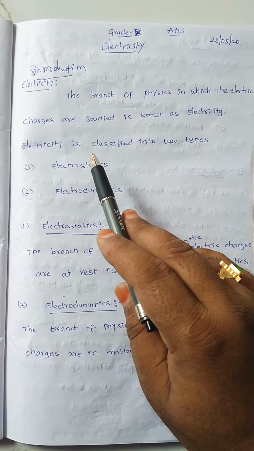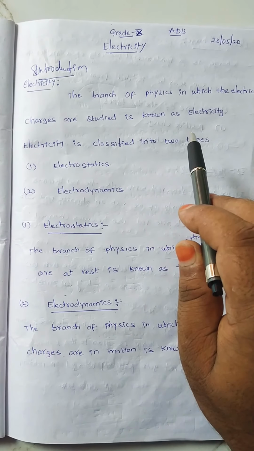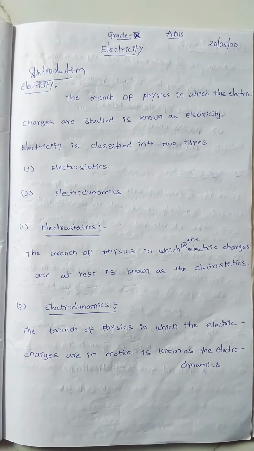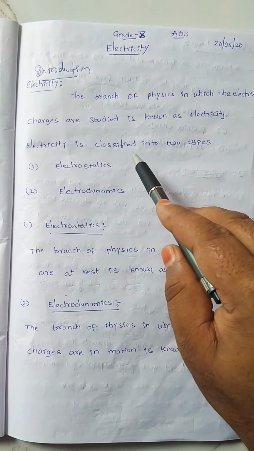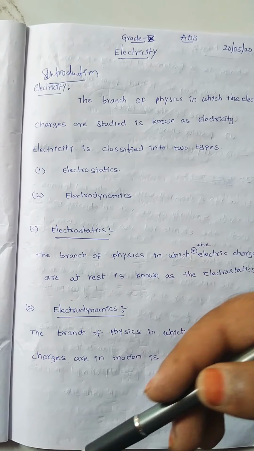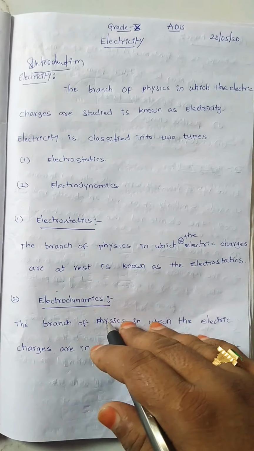Basically electricity is classified into two types. One is electrostatics and another one is electrodynamics. These two chapters we will discuss in 12th class, where Coulomb's law, electric potential, everything will come. We are not discussing it here.